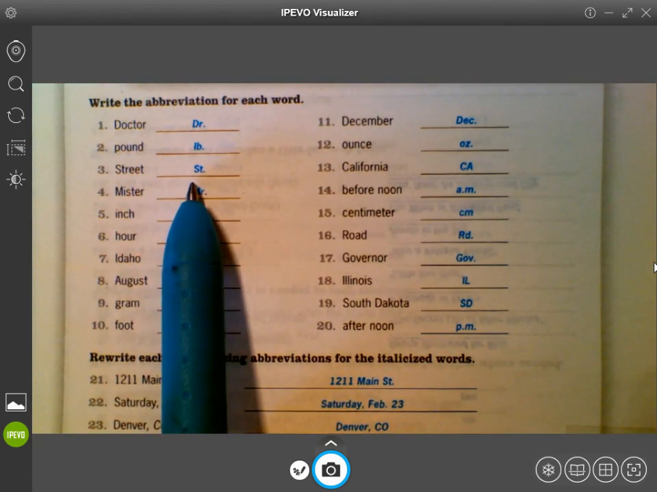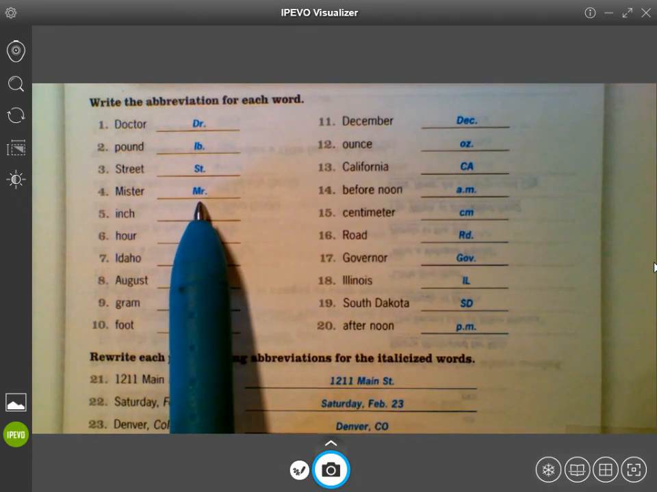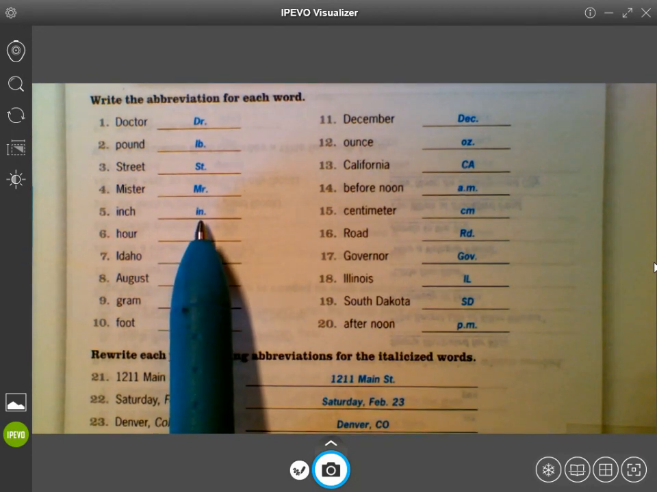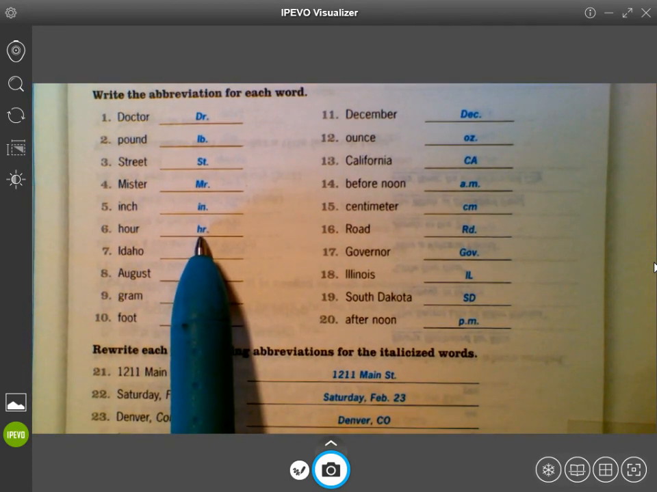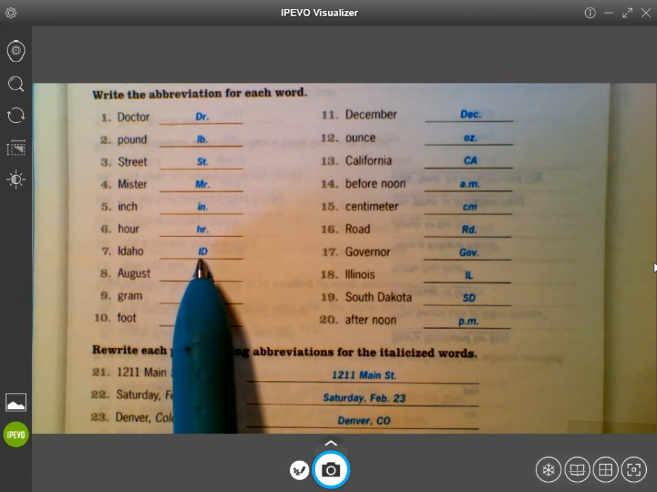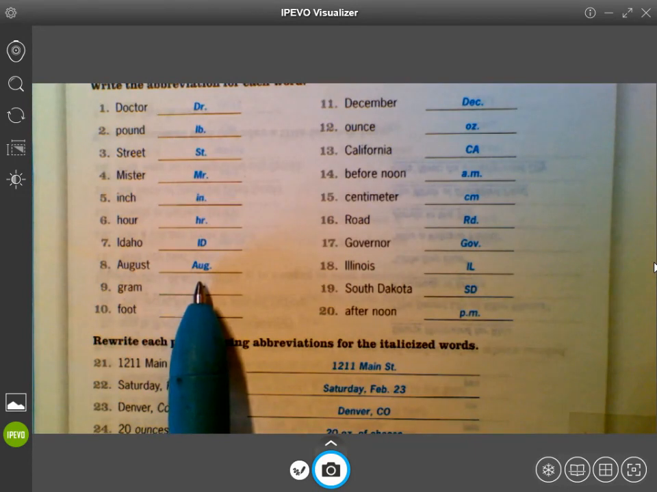Street, number 3, should be a capital S, lowercase t, and a period. Number 4, Mr., that should be a capital M, lowercase r, and a period. Number 5, inch, that should be a lowercase in and a period. Number 6, hour, that should be a lowercase hr and a period. Number 7, Idaho, should be a capital ID, no period, because it's a state. Number 8, August, as a month, you should have a capital A, lowercase ug, and a period.